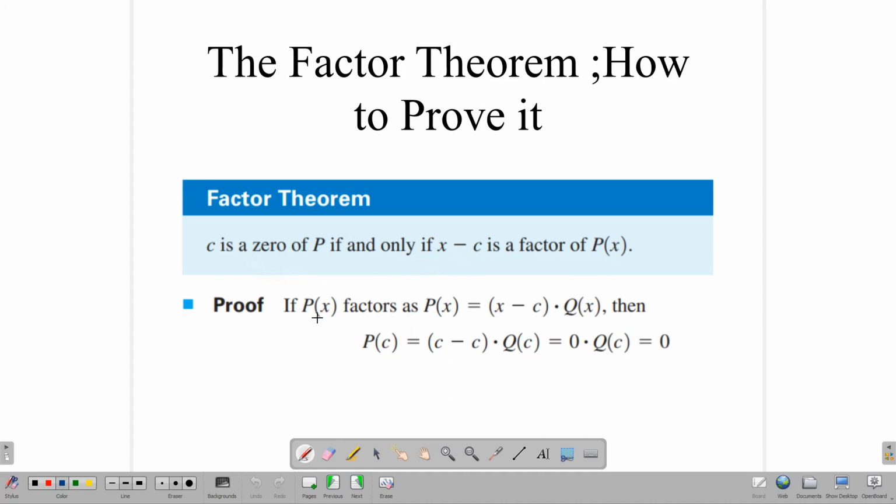So if that's the case, then p(x) can be written as the factor times the quotient q(x). And if x minus c is a factor, then c is a root. So we can plug in x equals c and find p(c), which will be equal to c minus c times q(c). Of course, c minus c gives you 0, and 0 times q(c) gives you 0, which goes back to saying that if c is a zero, then x minus c is a factor. So it's a simple proof that we can use to work through it.